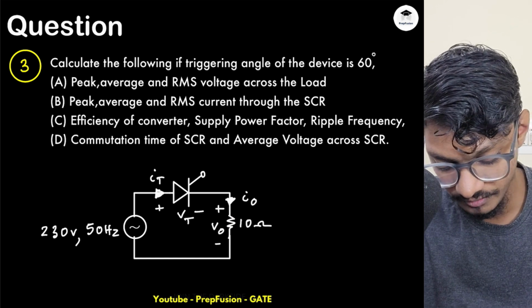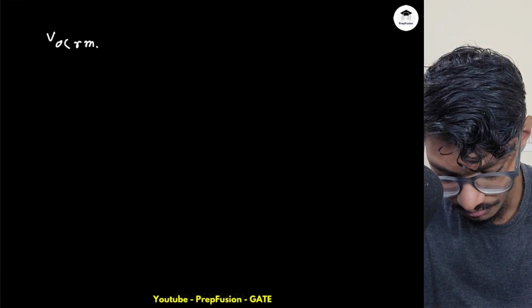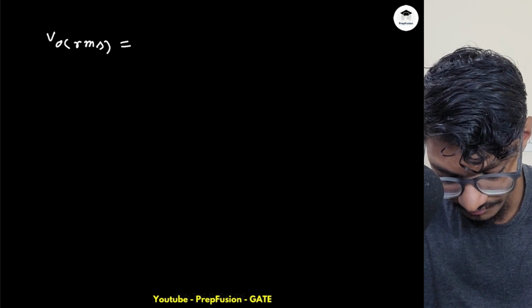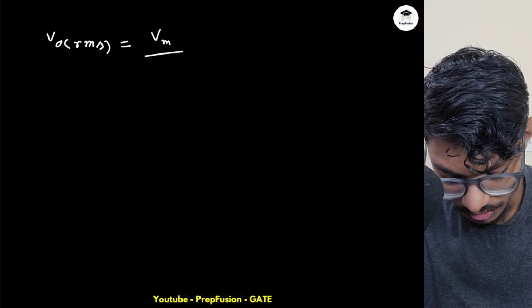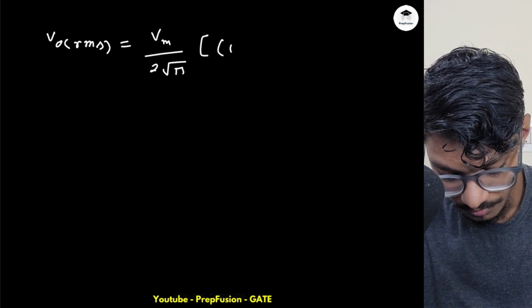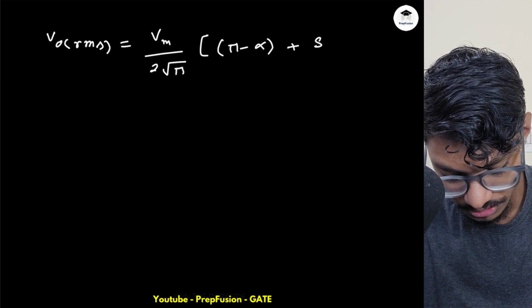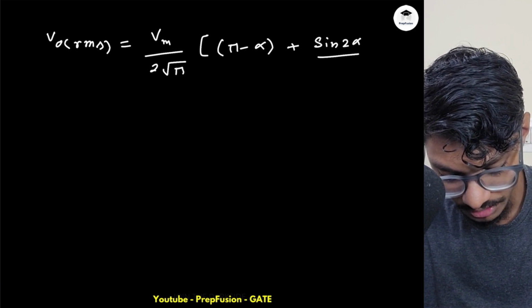So VO RMS will be what? If you remember correctly, VO RMS was here, right? I had Vm over here and 2 under root pi over here. Then this was pi minus alpha plus sine 2 alpha by 2.